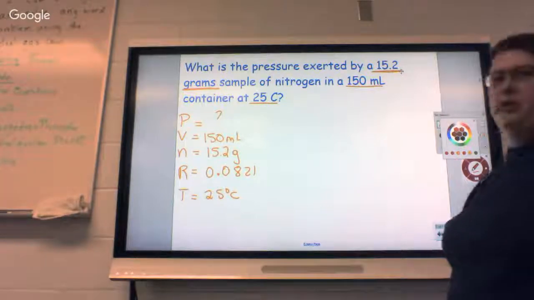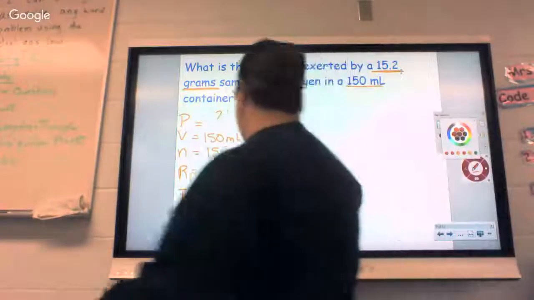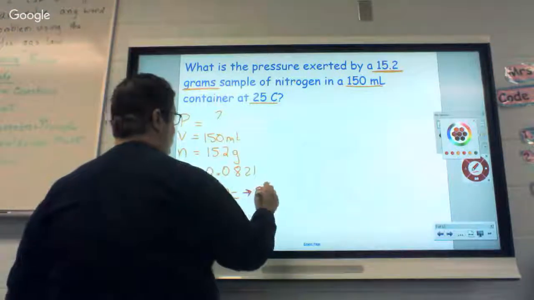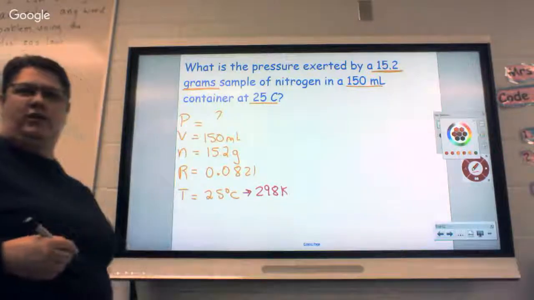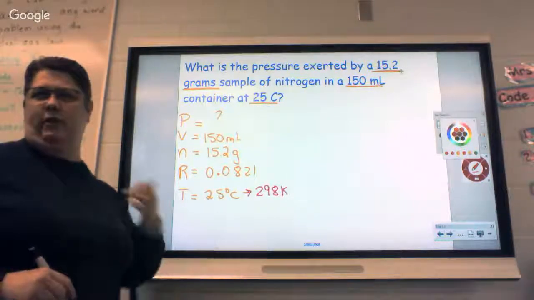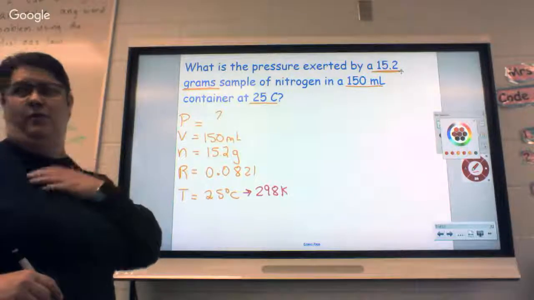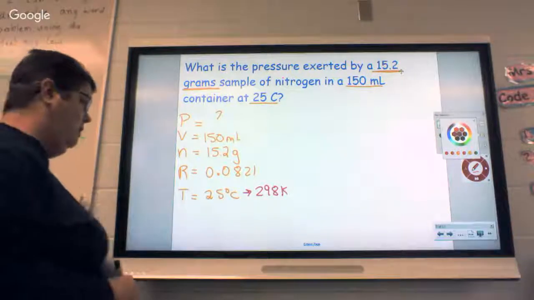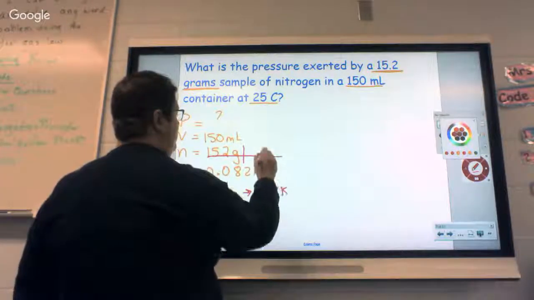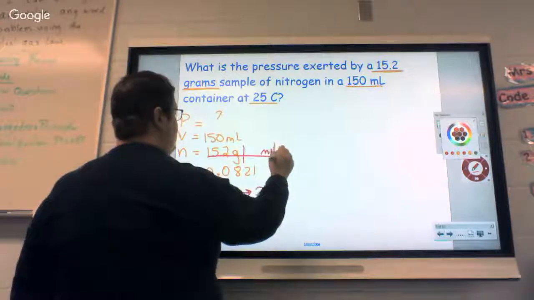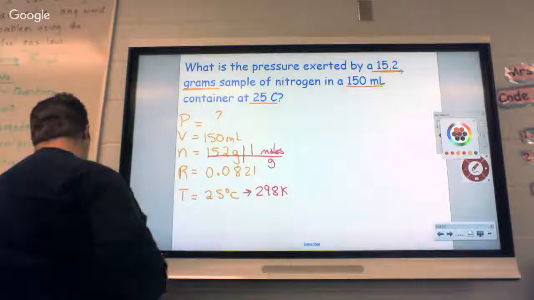So Celsius has to be changed to Kelvin. So add your 273 and we get 298 K. Now, if this was a quiz or a test, you need to show me adding the 273. That would be a standard deduction. I'm not even giving you negative 2 for the calculator to do that wrong. All right, grams to moles. Grams, moles, moles get to what? What's the mass of nitrogen?